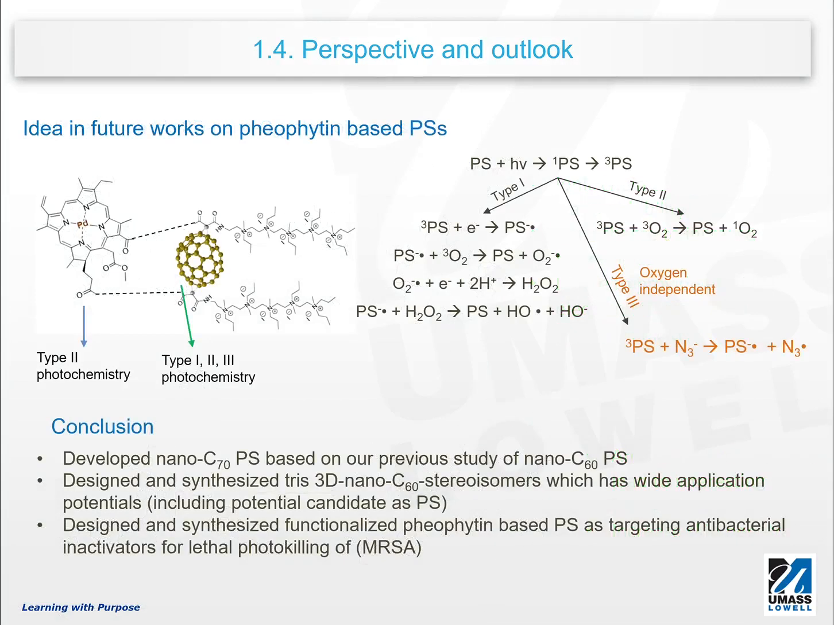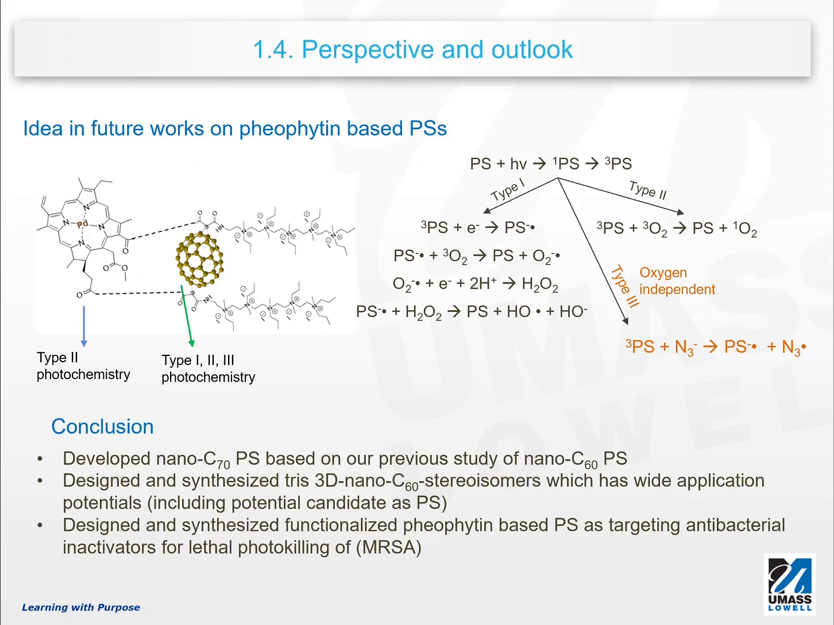And for the F15 based molecule, like I said before, the tetrapyrrole ring itself will only undergo type 2 chemistry, which involves energy transfer. Our thinking is if we can link C60 together with this tetrapyrrole ring, then we will have a F15 based C60 photosensitizer. This type of molecule will undergo type 1, type 2, and type 3 photochemistry. This will greatly enhance its bacterial killing efficiency.